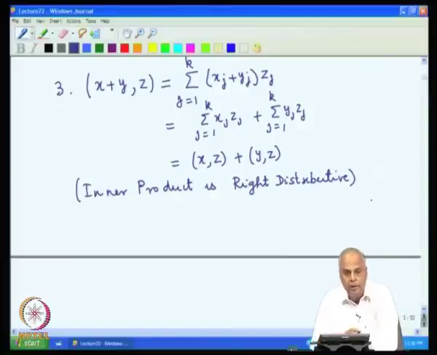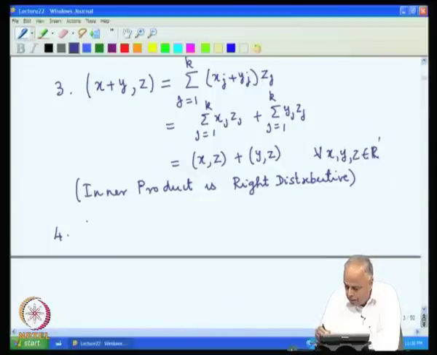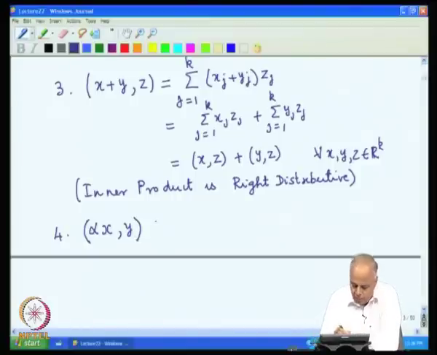This is the effect of addition interpreted with respect to the inner product. This is true for any vectors x, y, z in R k. Next, we look at the effect of inner product on scalar multiplication. So, we take a vector x and a scalar alpha and then take its inner product with a vector y. What is this equal to?